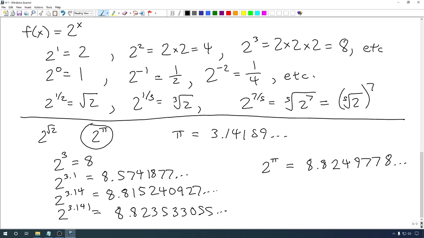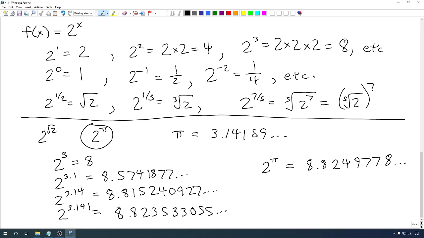Now, for us, we don't really have to care too much about this process, but it is a way of making sure that we know that there is a value of what 2 to the pi should be. And the reason why we don't have to care about it too much is there's 2 reasons. First of all, there is a much better way of finding these using logarithms later on if we absolutely have to do them by hand.